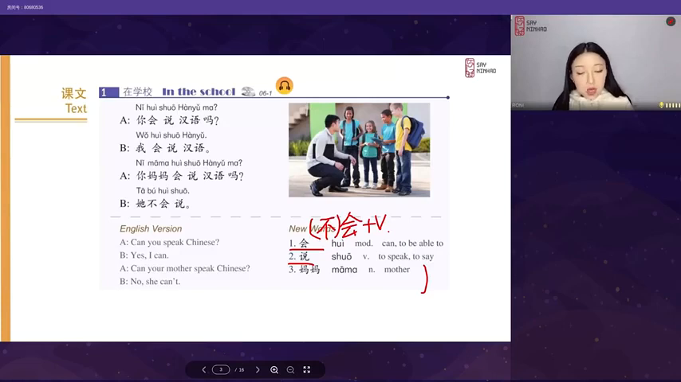Next one is 说. The initial is sh, the final is uo, and the tone is the first tone. So put them together. Shuo. Read after me, please. Shuo. It means speak, to say. So speak Chinese is shuo hanyu. Hanyu is Chinese. Shuo hanyu. Okay. So Americans, they speak English, right? So English is 英语 in Chinese.